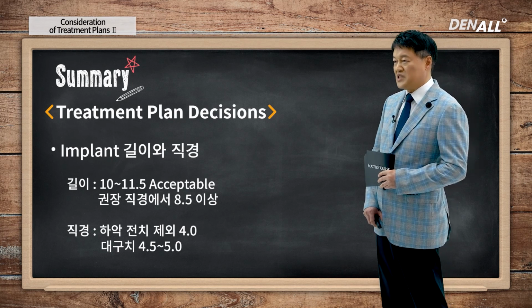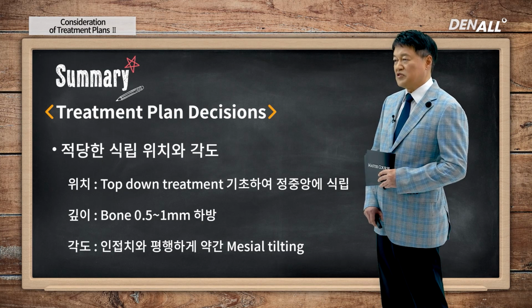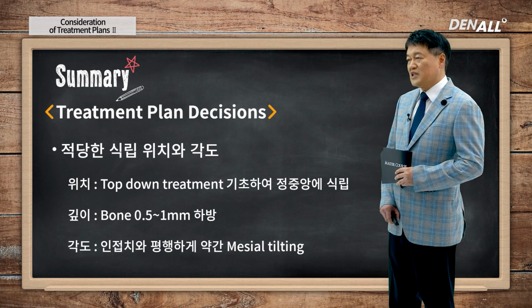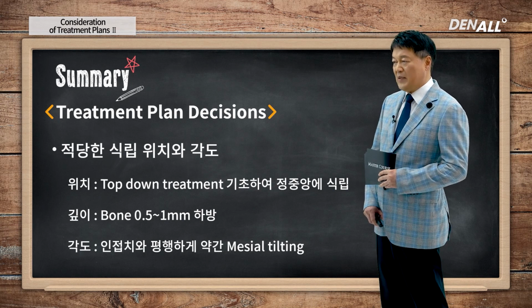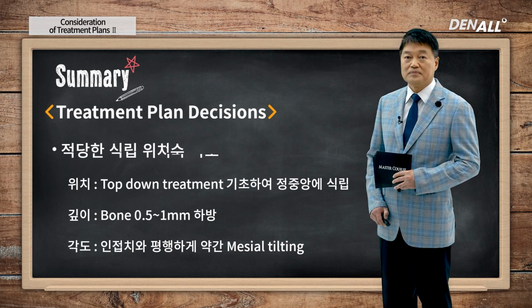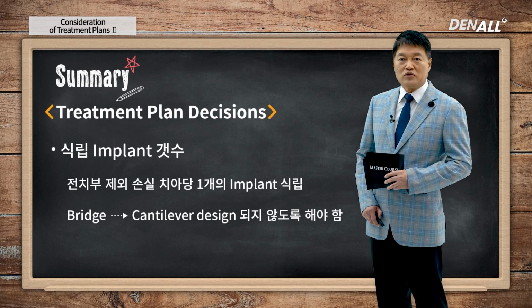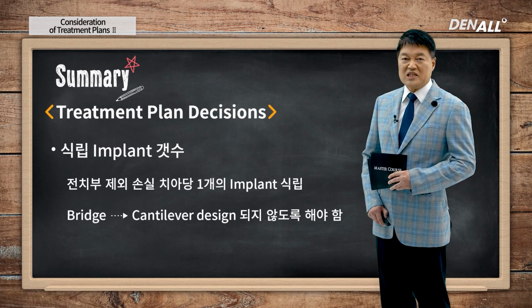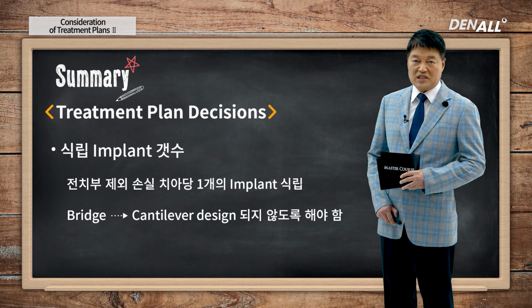You need appropriate placement, position, and angle. The position, you need to base it on top-down treatment and place it centrally. The depth should be 0.5 to 1 millimeter inferior to the bone. The angle should be parallel to adjacent teeth, and mesial tilting should be done. Number of implants to be placed: except for anterior, you can place an implant for every missing tooth. If you need to do a bridge, you need to avoid cantilever design.